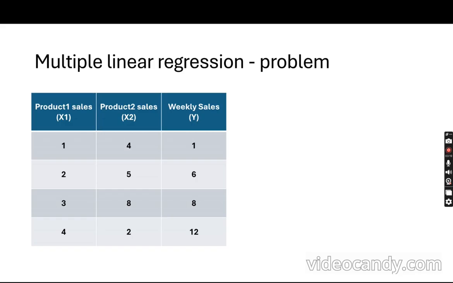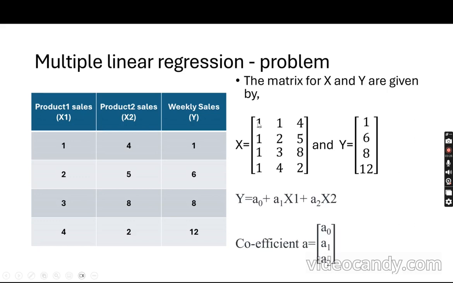The matrices for x and y can be derived from the given data. The matrix for x is formed from x1 and x2. Along with x1 and x2, the first column will always be the bias, which is always 1. The values for x1 will be in the second column and the values for x2 in the third column. The target value y is taken as the matrix for y.